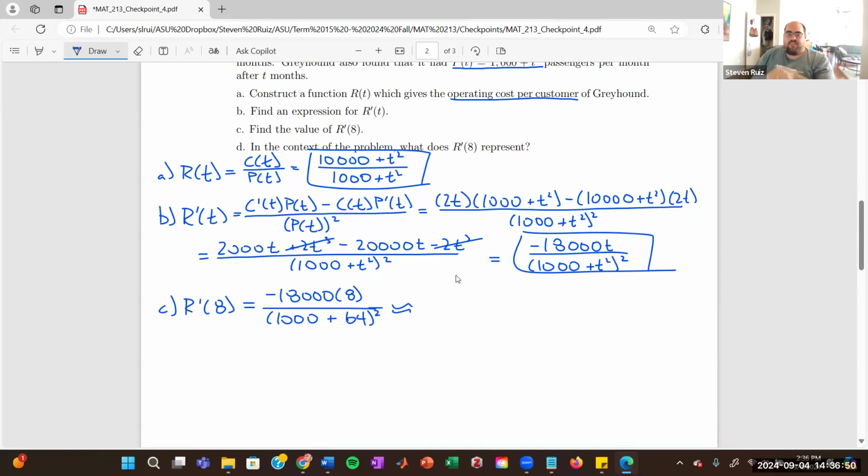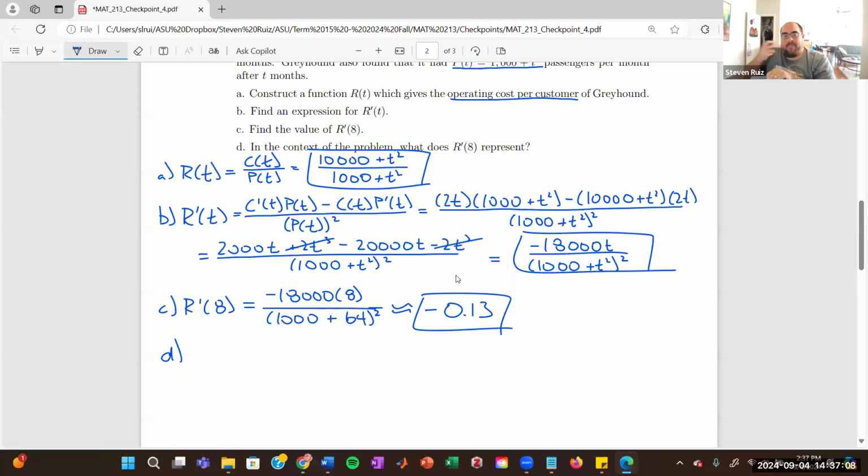I'm getting a rate of negative 0.13. So part D is, what did we just do? We found this value, negative 0.13, but what does it really mean?